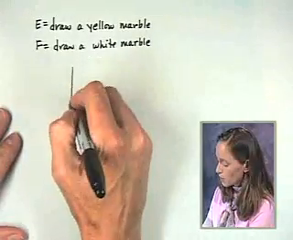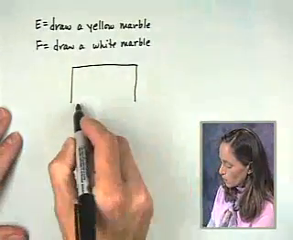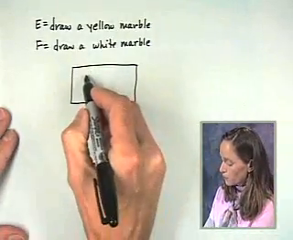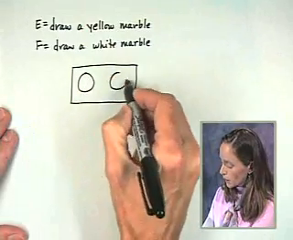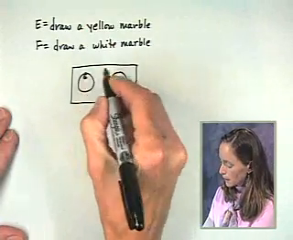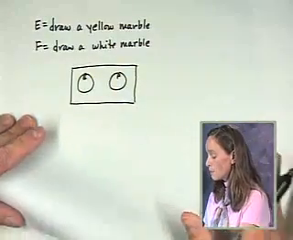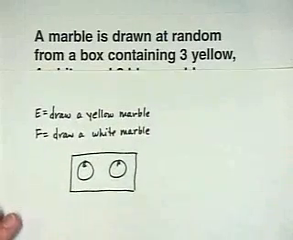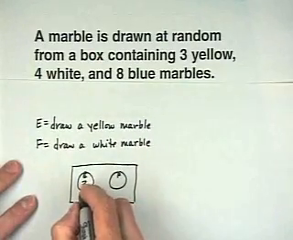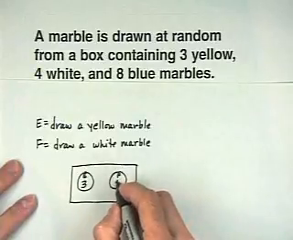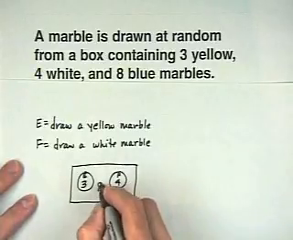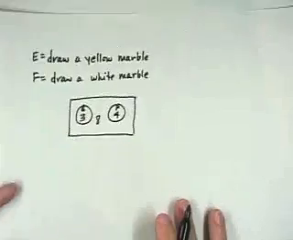I'm going to begin by drawing a Venn diagram that will represent this problem. I have two events that do not overlap, event E and F. Let's get the numbers that correspond to those. There are 3 yellow marbles and 4 white marbles, 8 blue in between.